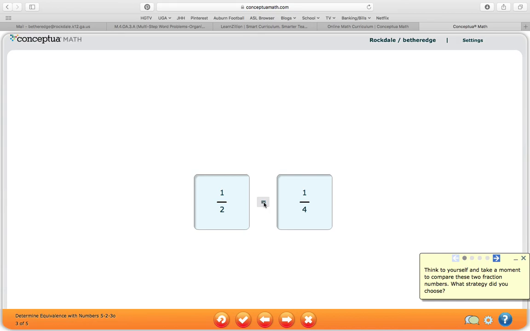When you get through with the skills check, make sure you raise your hand so I can come look at it. All right, good luck.